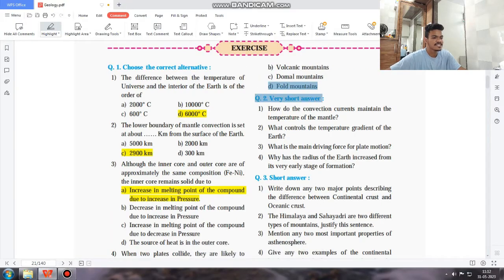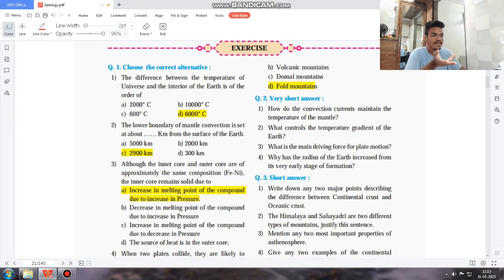When 2 plates collide, they are likely to form fold mountains. Next, very short answers. I'll just say the answer. You can write it in your textbook or your notebook if you have it quietly. I can't write the answer right now.